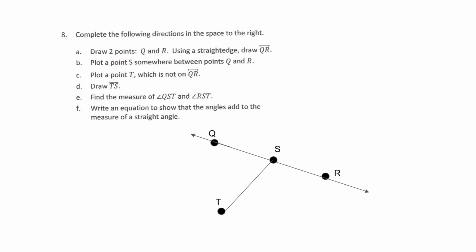Plot a point T, which is not on line QR. So I put the T over here. And draw line segment TS. And we know it's a line segment because there are no arrows. Find the measure of QST and RST, and then write an equation that shows that. Now, we do know that QSR is 180 degrees. So we have to figure out the measure of both of those and write an equation.